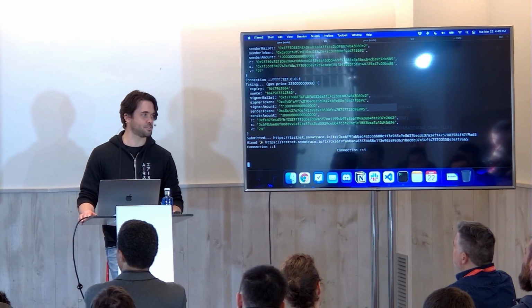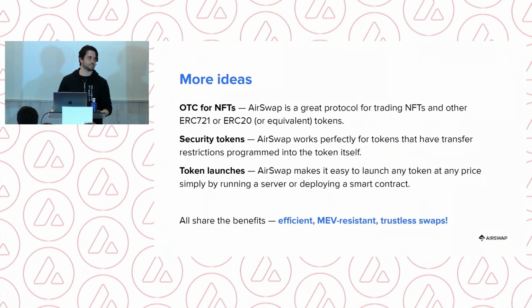Another interesting one that's been executed a few times by teams is using Airswap for token launches, because you can essentially run a server with prices, potentially with an allow list, and run your token launch that way. And they all share the same benefits of the underlying protocol, which is efficient, MEV-resistant, trustless swaps.